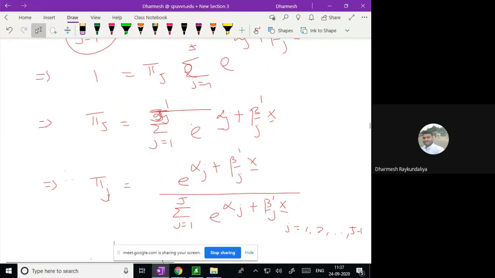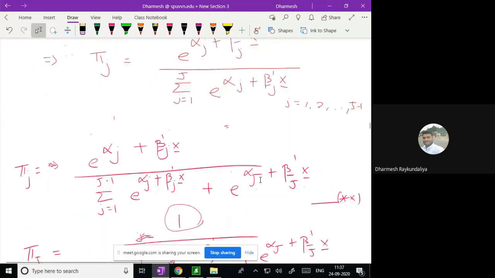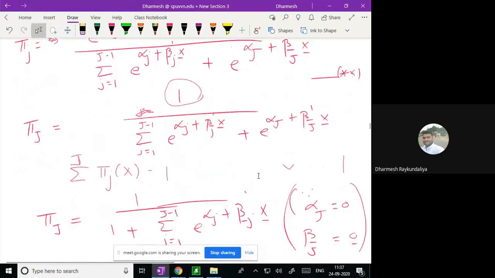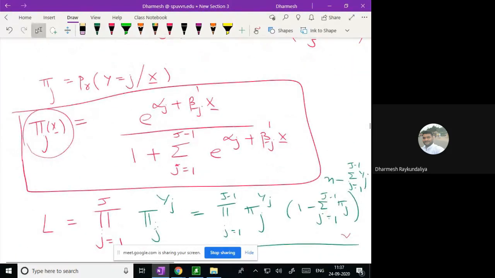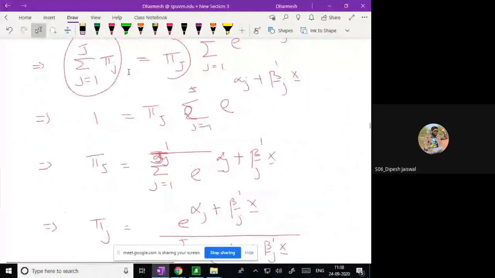So pi j is equal to e raised to alpha j plus beta j x upon this. And if you write j equal to capital J, this part is 1. So alpha capital J and beta J are actually 0. So you can write the probability form as e raised to alpha j plus beta j x upon 1 plus the summation, j running from 1 to J minus 1, of e raised to alpha j plus beta j dash x. Is that clear? Yes, sir.